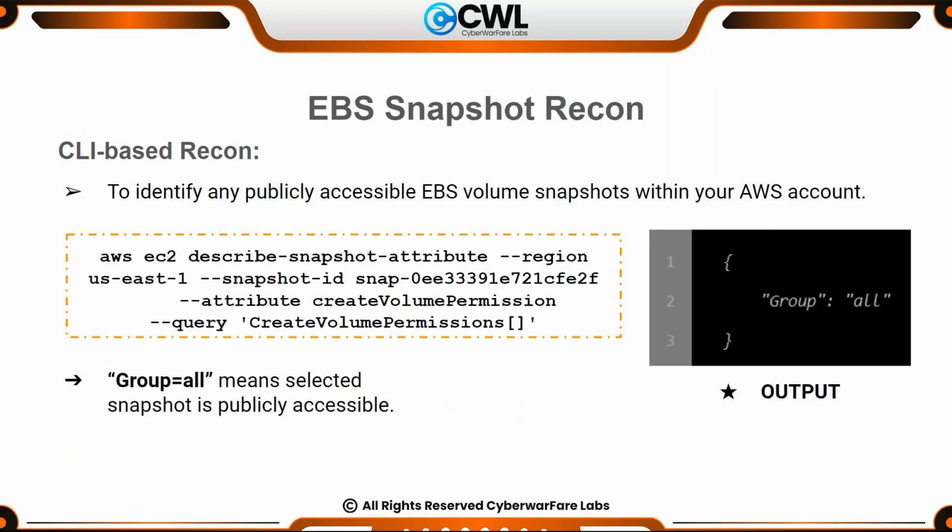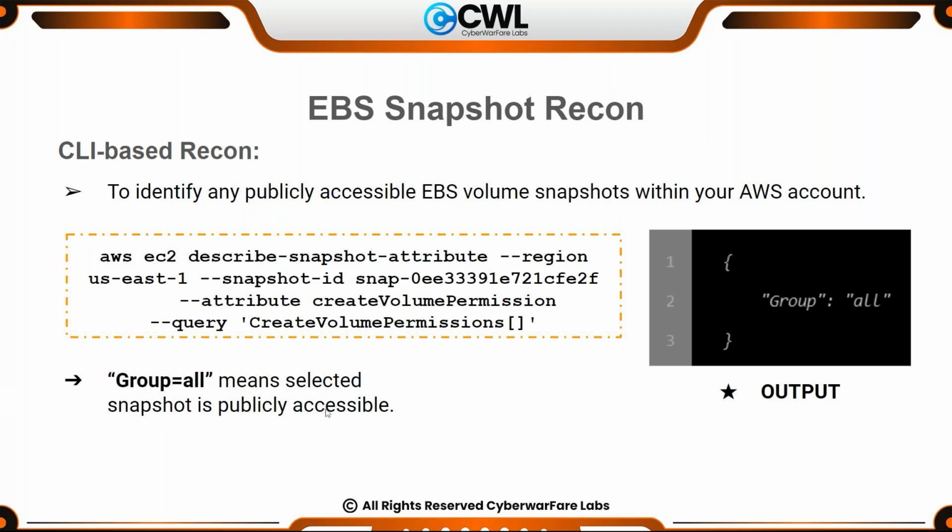So this is the command where all the real work is happening. This command ensures that the selected EBS snapshot is publicly accessible. As evident in the screenshot, after executing the command, we are receiving an output of group for all, indicating that the selected EBS volume snapshot has public access.